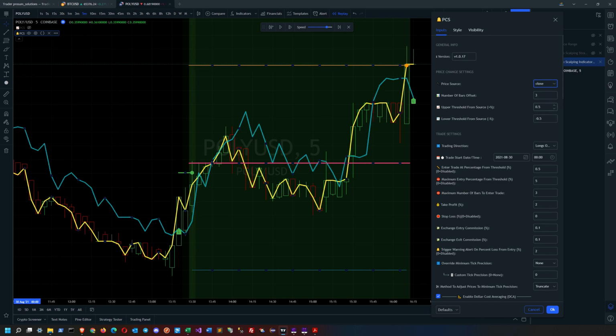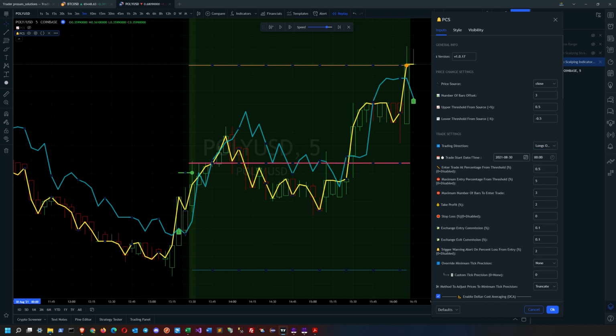Switching back to close. Then you've got the threshold price from the source. You can control those here. You've got the trade direction where you can go long or short. And with this particular general purpose indicator and strategy, you can even do both. So if you want to set it up where you're actually playing both sides, you can definitely do that, where you want a long and short.